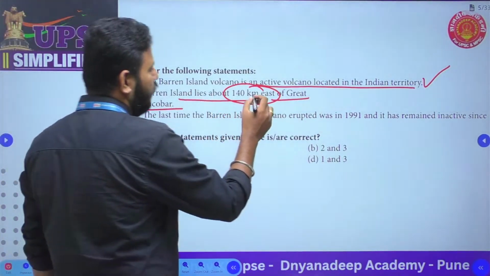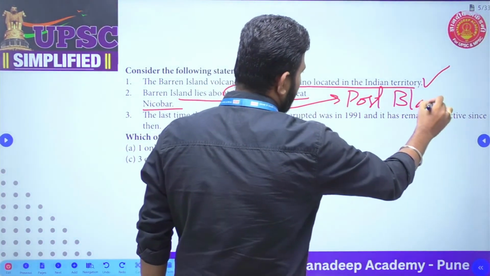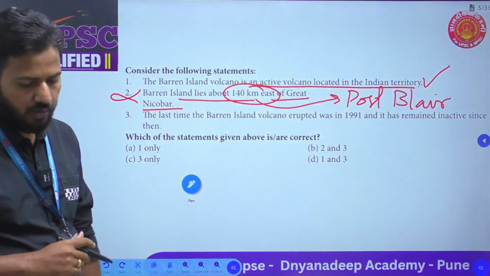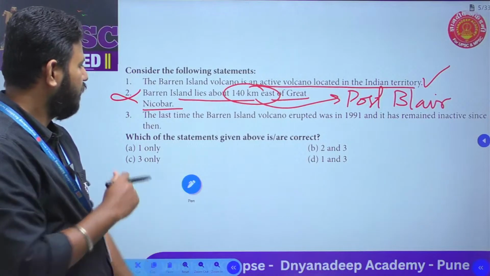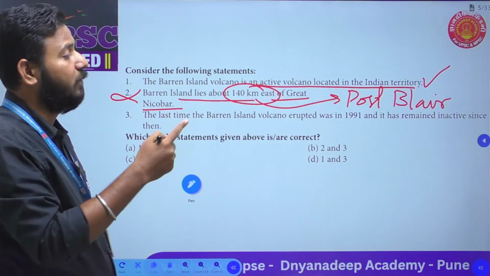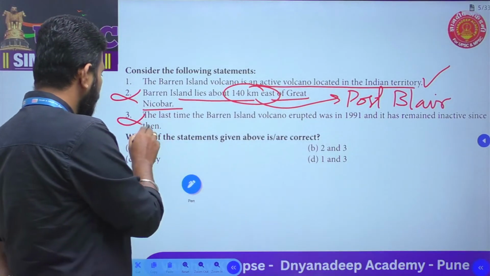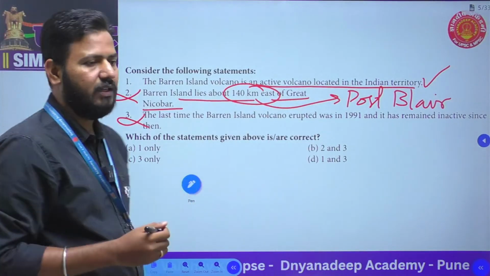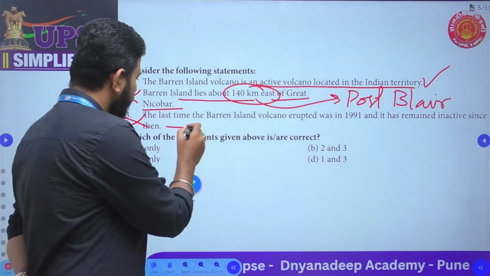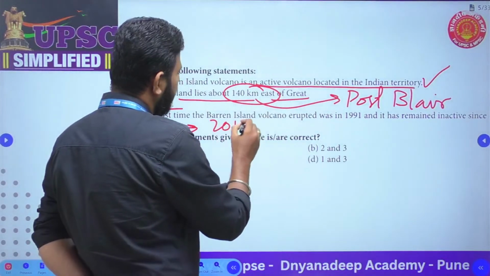Barren Islands is 140 kilometers east of Port Blair, right? So this second statement given here is wrong. Then you have the last time the Barren Island volcano erupted was in 1991 and it had remained inactive since then. This statement also is wrong because very recently the National Oceanographic Institute from Goa had studied or found out that it had erupted in 2019 as well.